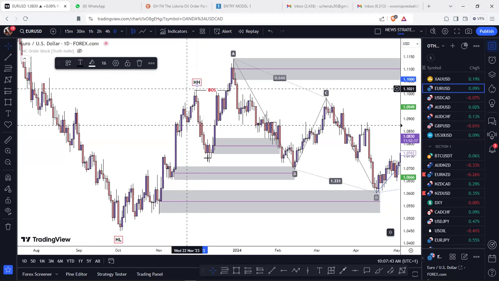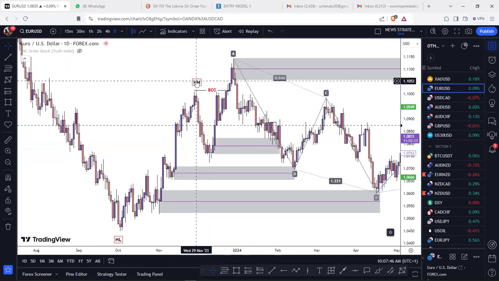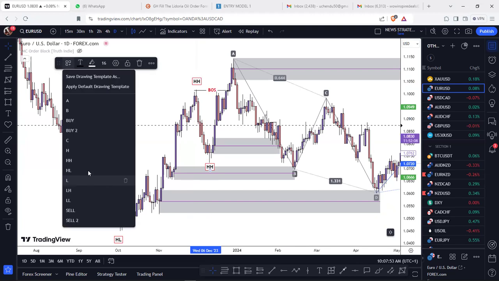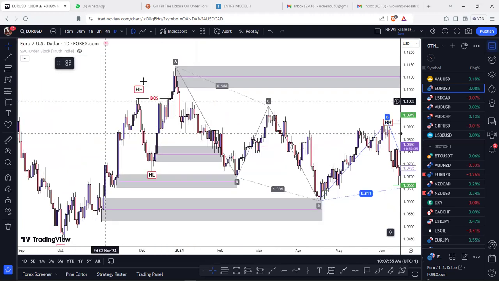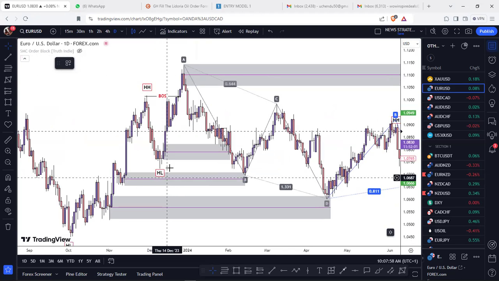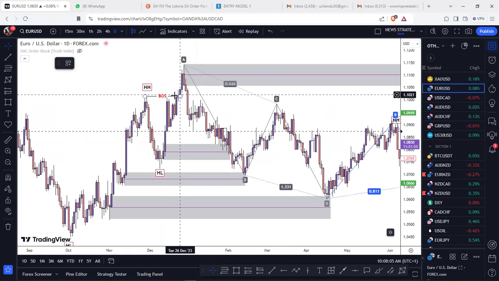Okay. And this is your what? Your higher low. Okay. And then for here, we have not confirmed if this is going to be a what? A higher high until price changes structure on the lower time frame. That's when we can confirm that this is actually a higher high.